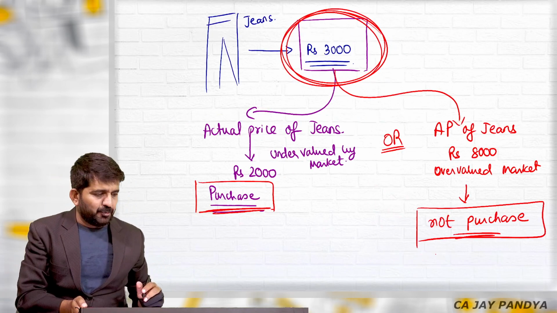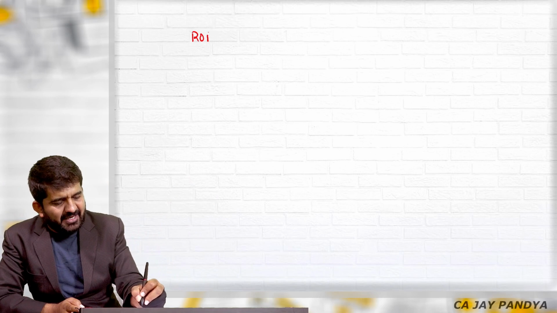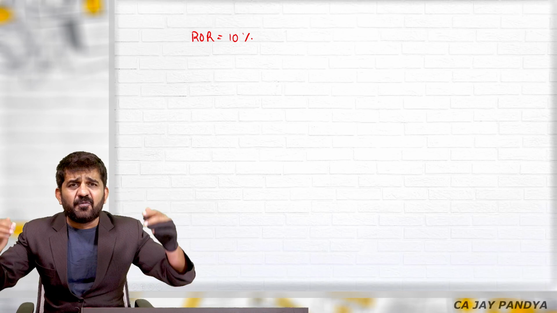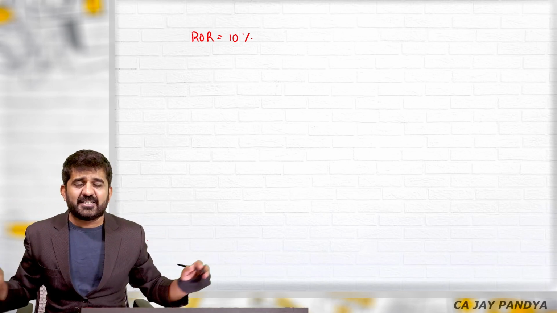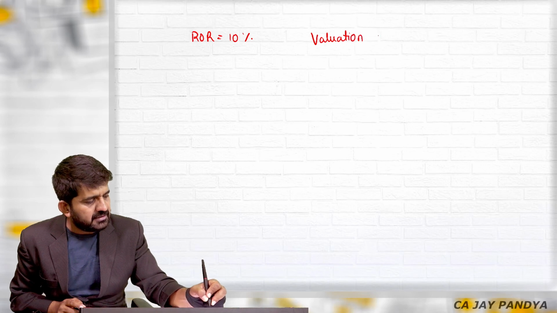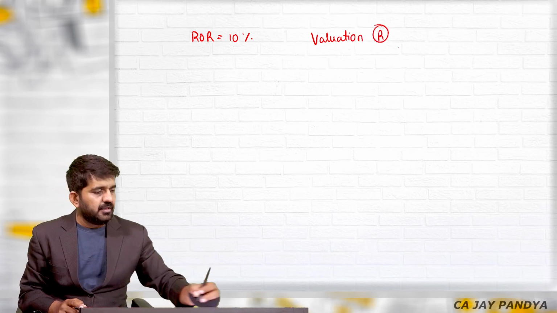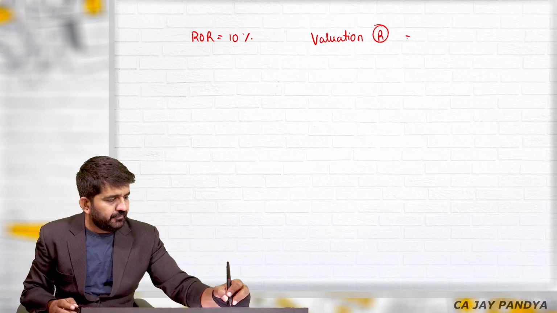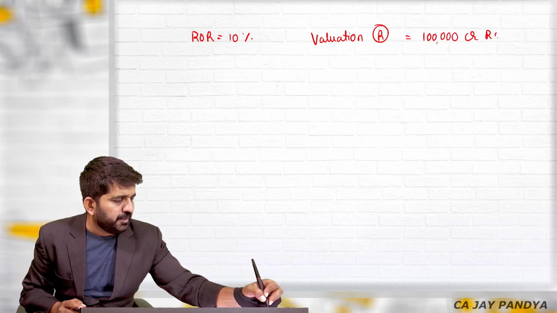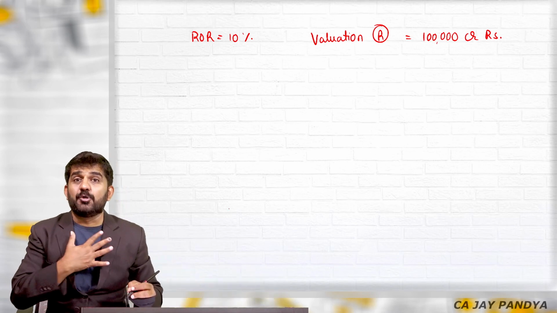Let us take a hypothetical example. I have taken cash flow of Reliance company. I have found out present value at my required rate of return of 10%. I have taken 50 years cash flow, found out present value and valuation of Reliance. As per me, say 1 lakh crore rupees. This is my valuation.